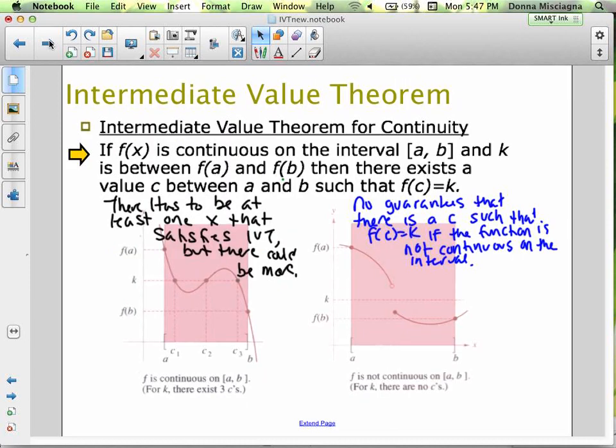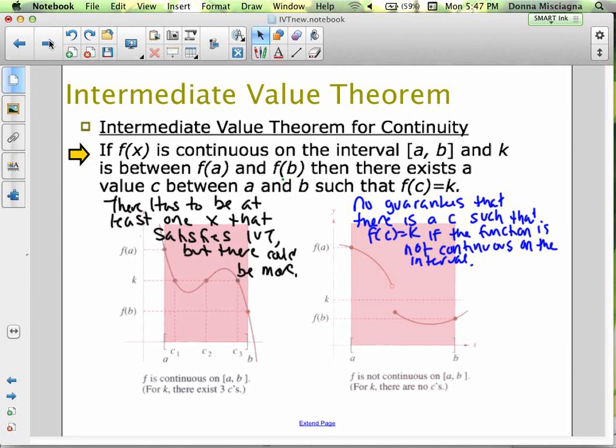So intermediate value theorem. Right, we'll come back. We'll be talking more about global absolute maximums in a very soon to be later lesson. But right now we're going to look at intermediate value theorem. So intermediate value theorem for continuity, f of x, because it'll all go together.